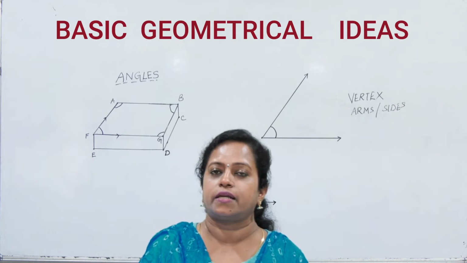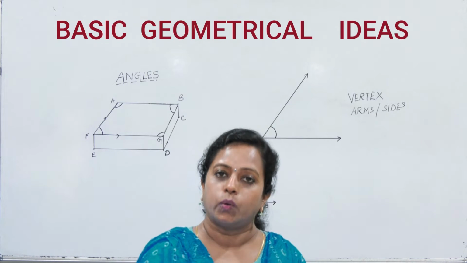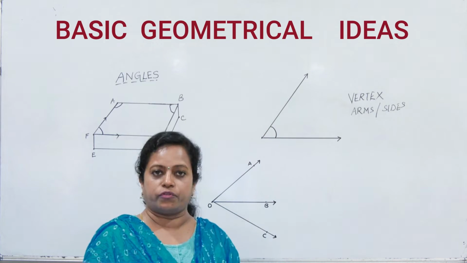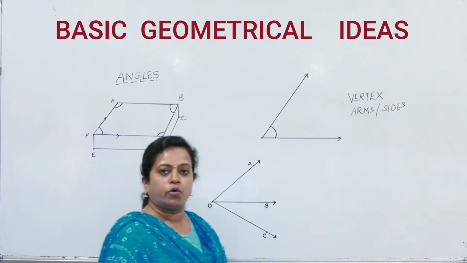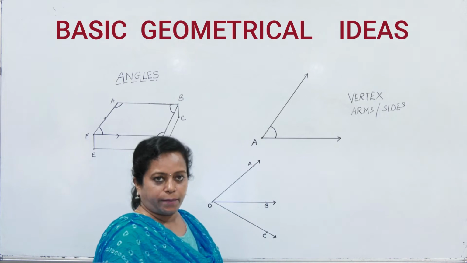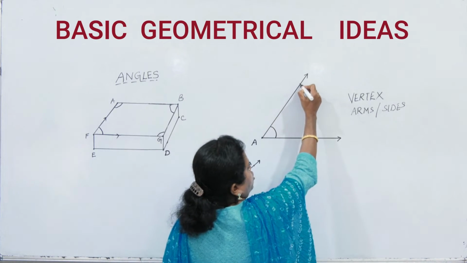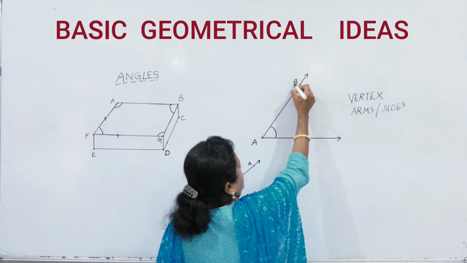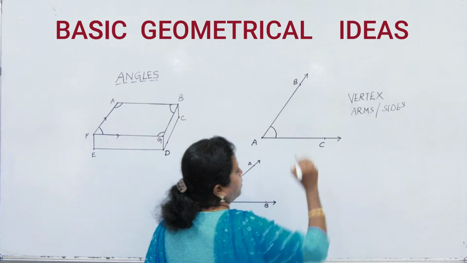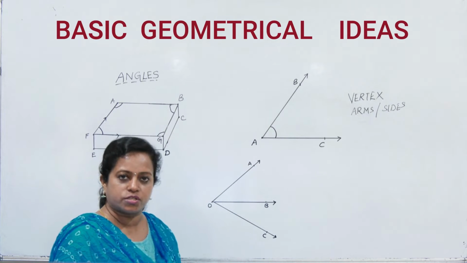Clear? So what did we understand now? We understood that where the two rays meet, that common point is called the vertex of the angle, and the other two rays on either side of the vertex are called the arms or sides of the angle. So how do we name a point? We name a point by using a capital letter. So I have used a capital letter A to name this vertex, and you can take any point on the ray and give it a name by using a capital letter. Here also I will take a point and name it by using a capital letter. So here now I can distinguish between the vertex and arms or sides of the angle.